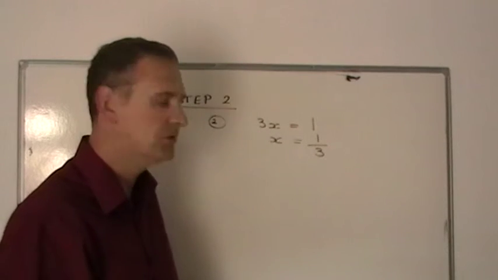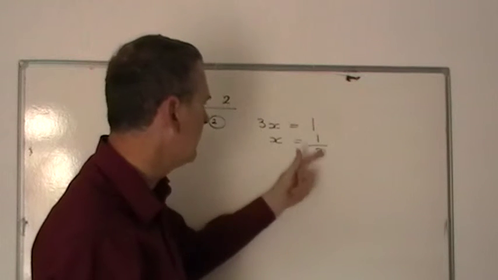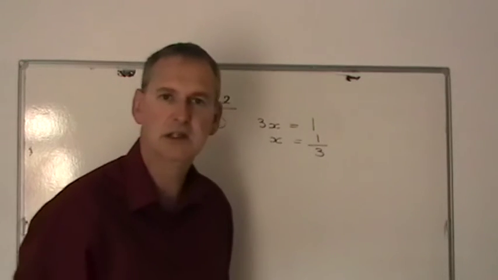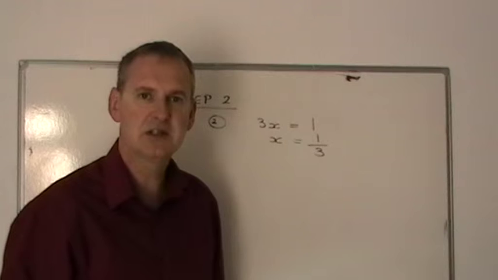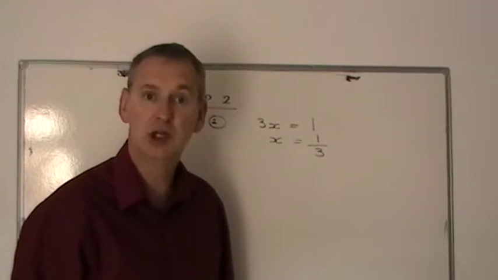So now what we're going to do is work out the next step. We're going to say, right, okay, x is the same as, well, what is 1 divided by 3? Don't reach for your calculators. If you did, you get a decimal, 0.333 and so on. It's 0.3 recurring.